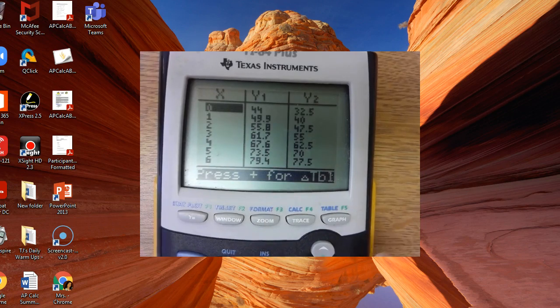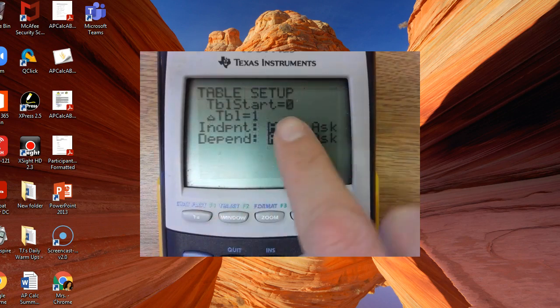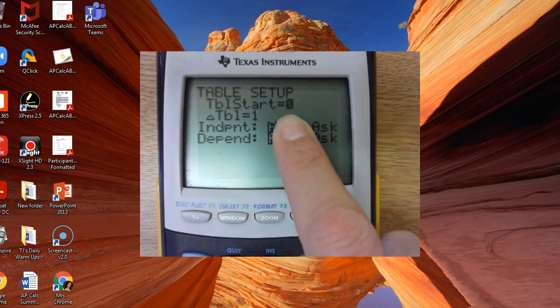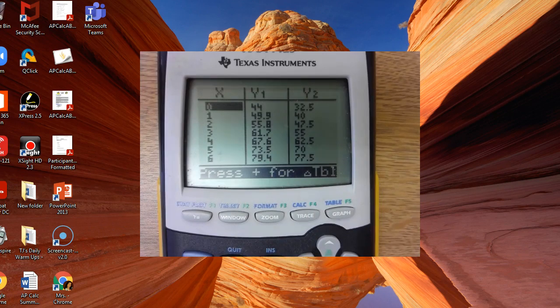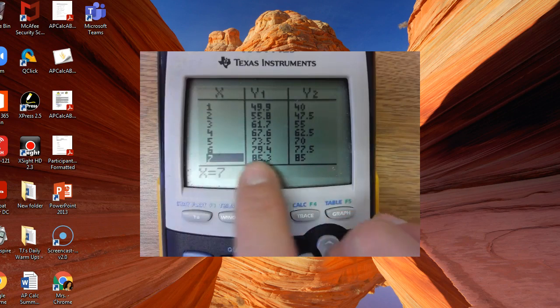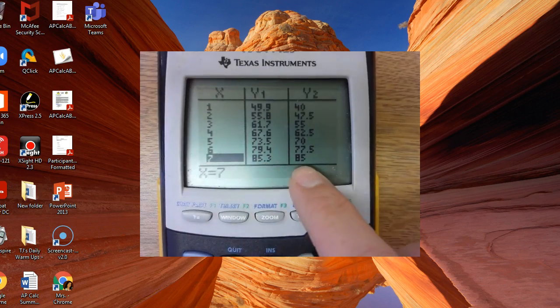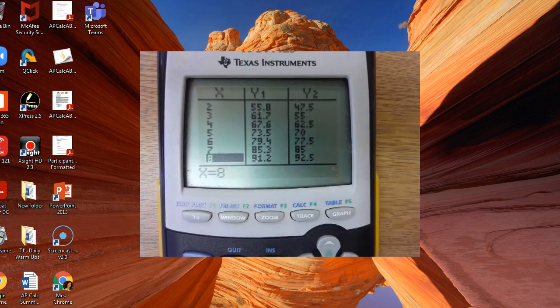Does your table look like that? All right, so it's second window, and just for your table set, right here, put the number 0. And then go back to your table. So at 6, one's at 79.4 and the other one's 77. At 7, one's at 85.3 and 85. And then at 8, 91 and 92.